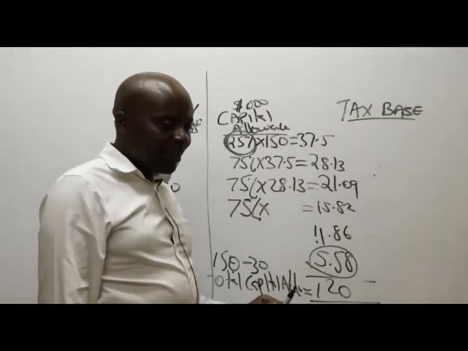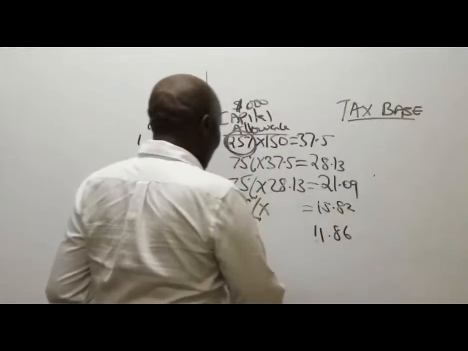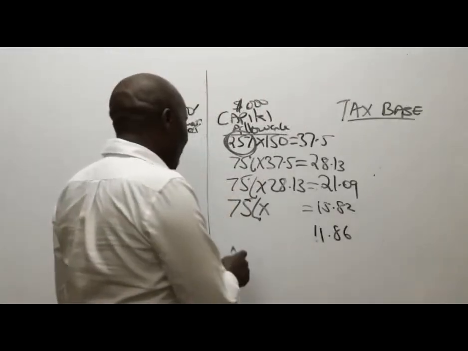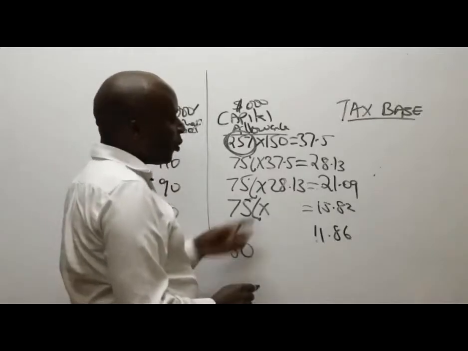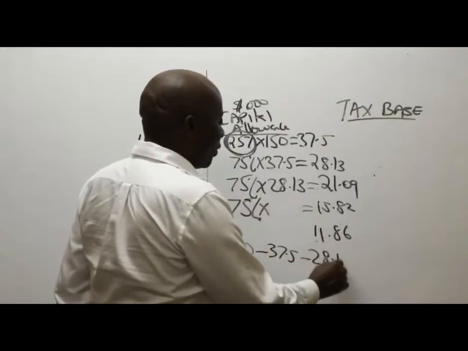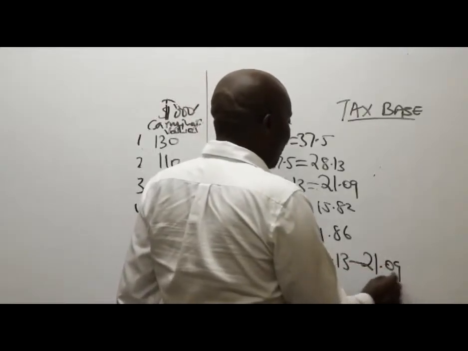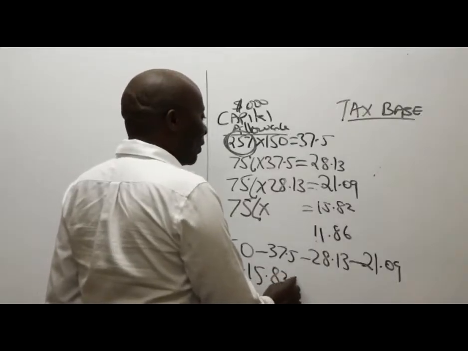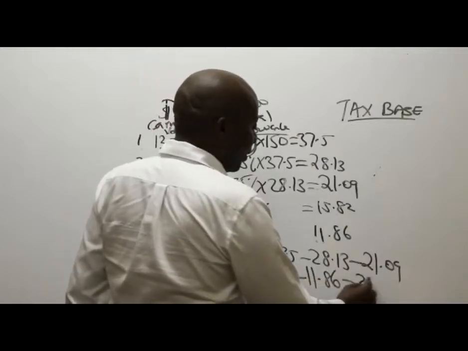Yes. The other way, if you want to get this balancing figure, you can also get it this way. You take the original value, which was 150. You subtract what you lost in year 1, 37.5. You subtract what you lost in year 2, 28.13. You subtract what you lost in year 4, 21.09. You subtract what you lost in year 5, 15.82, whatever, minus 11.86, minus the scrap value.